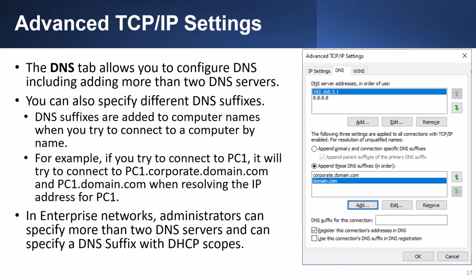The DNS tab allows you to configure DNS, including adding more than 2 DNS servers. You can also specify different DNS suffixes. DNS suffixes are added to your computer names when you try to connect to a computer by name. For example, if you try to connect to PC1, it will try to connect to pc1.corporate.domain.com and pc1.domain.com when resolving the IP address for PC1. In enterprise networks, administrators can specify more than 2 DNS servers. You can specify DNS suffix with DHCP scopes.